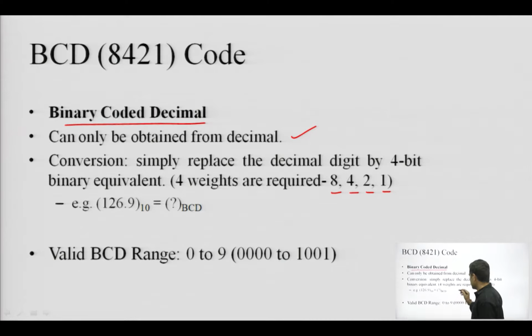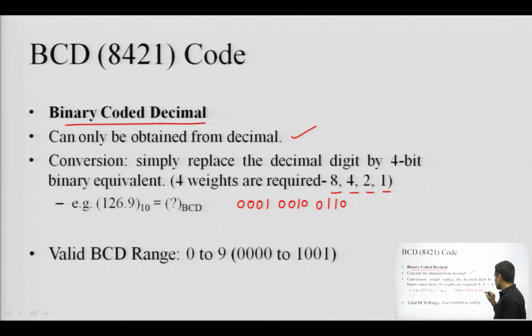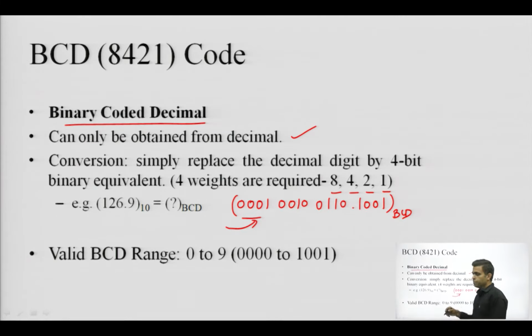So, this 1 when written in 4 bits will be 0001, and then this 2 when written in 4 bits will be 0010, then 6 will be 0110, and the last one 9 will be 1001. So, this becomes my BCD equivalent of 126.9. These 3 zeros are redundant and may be removed, but can be retained as well, it will not affect my answer. So, these are redundant and may be removed.